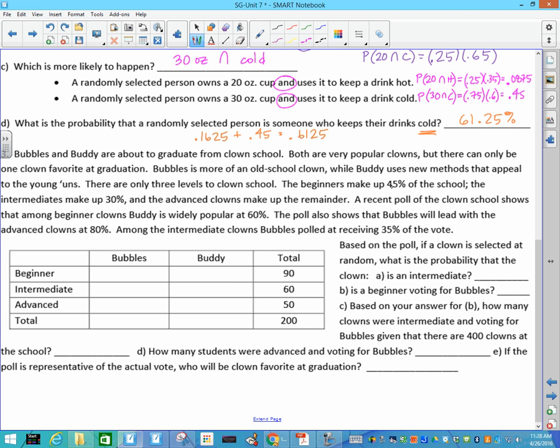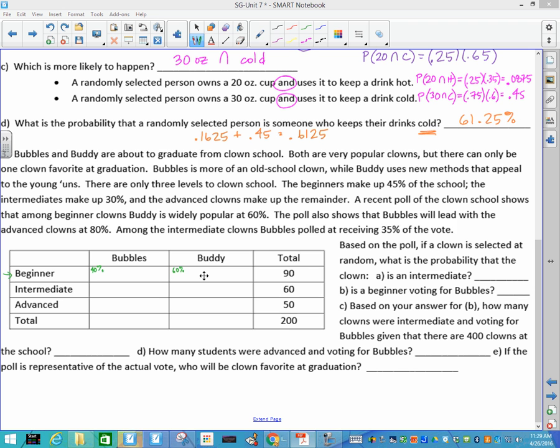The beginners make up 45% of the school. That's that number right there. The intermediates make up 30%, and the advanced make up the remainder. Okay? The poll shows that a recent poll of clown schools shows that among the beginner clowns, so in this group right here, Buddy is widely popular with 60%. So Buddy has 60% of the vote, and that makes Bubbles have 40% of the vote.